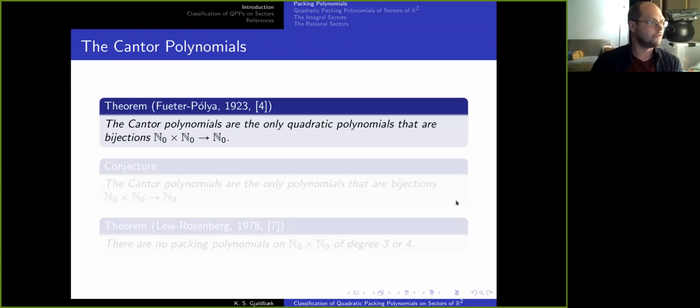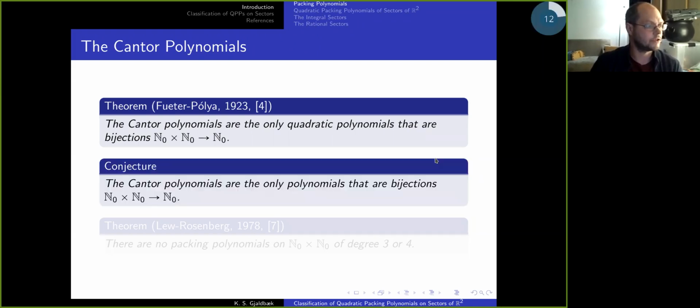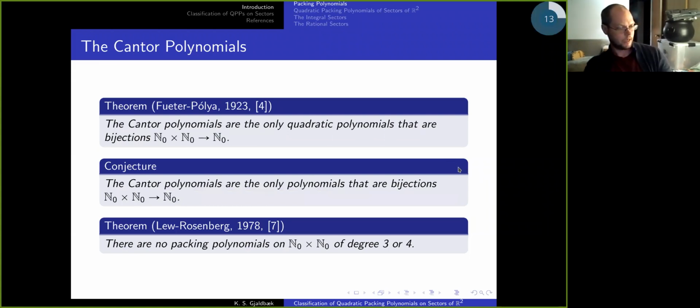Fueter and Pólya proved that these two polynomials are the only quadratic polynomials that have this property. And they conjectured that it is impossible for higher degree polynomials. Still an open problem, but a little bit was done in the 70s by Liu and Rosenberg. They studied the problem in more generality, proving the degree 3 and 4 case, that it's impossible for a packing polynomial in these situations.